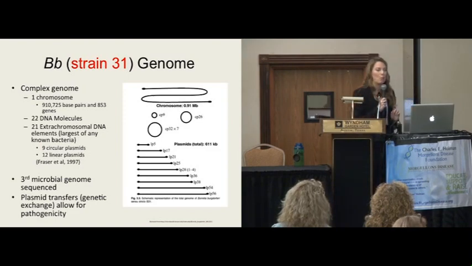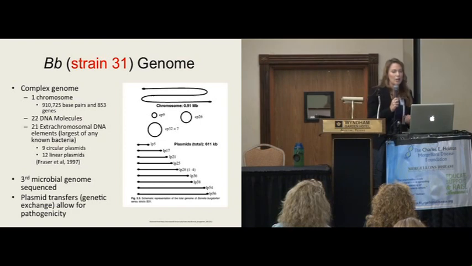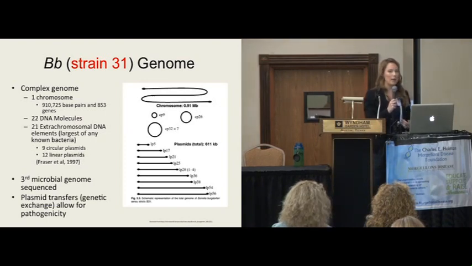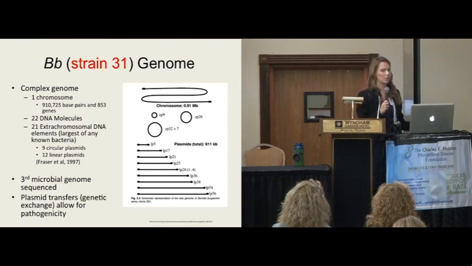So again, this is just that one strain, strain 31, that commercial strain. It has one of the largest and most complex genomes known of any bacteria. It actually has 9 circular plasmids and 12 linear plasmids. Now, when I talk about plasmids, they contain genetic material that allow for genetic exchange between different species. So one Borrelia species could transmit genetic material to another species. And this allows for pathogenicity. It also allows for the development of bacterial resistance as well.